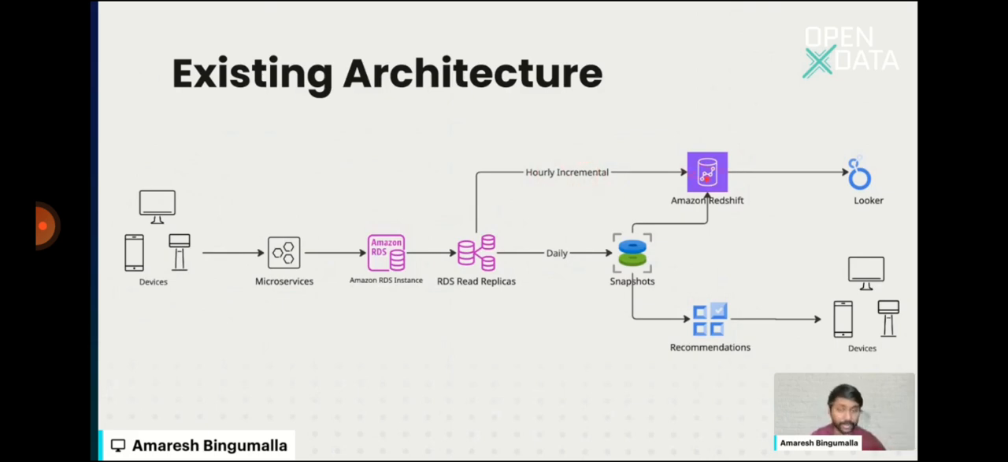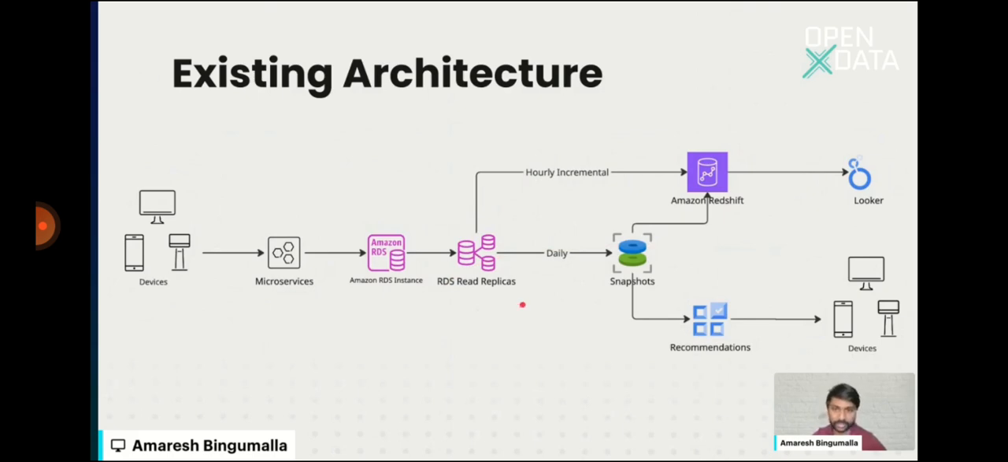In Redshift, data engineers or data analysts can do analytical workloads and then push them to Looker for operational dashboards. We also have the daily snapshots from these databases. These go in and sit in S3, and these are used by recommendation systems for training ML models and push the recommendations to the devices. So this is the existing architecture.